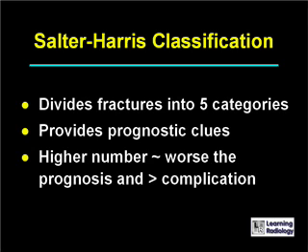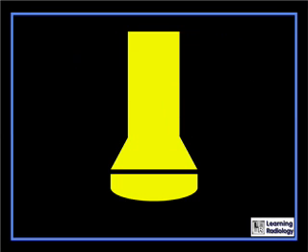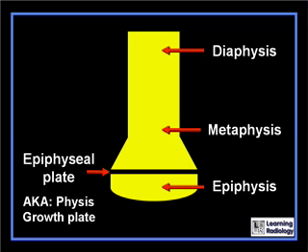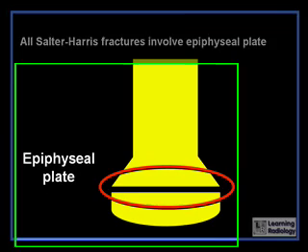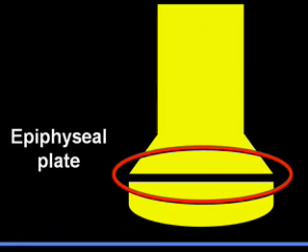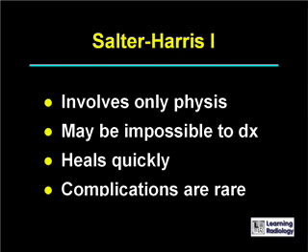As we'll see, the higher the number of the classification, the worse the prognosis and the greater the chance of complication. The bone is divided into the diaphysis, the metaphysis, the epiphysis, and between the metaphysis and the epiphysis lies the epiphyseal plate, also known as the physis or the growth plate. All of the Salter-Harris fractures are going to involve the open epiphyseal plate. A Salter-Harris 1 fracture involves only the epiphyseal plate.